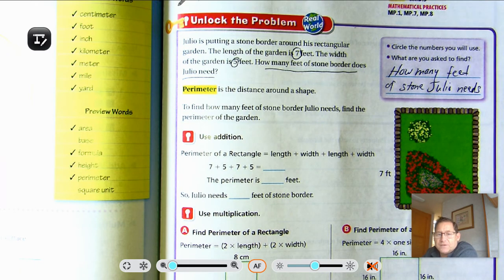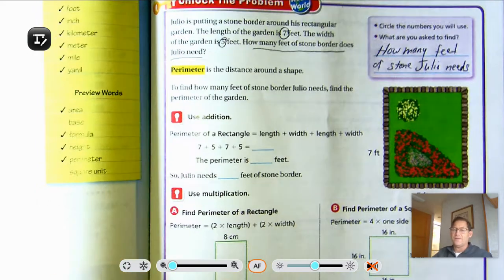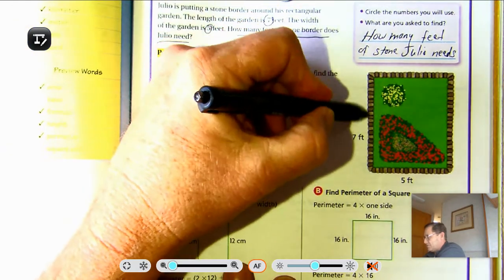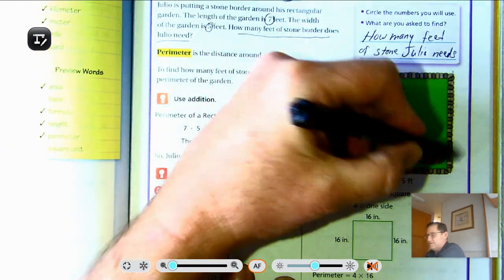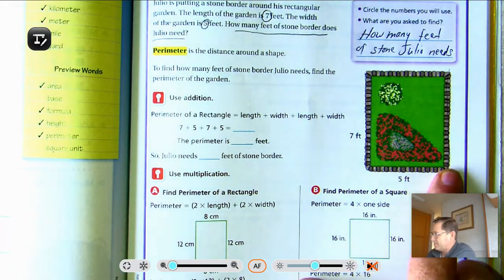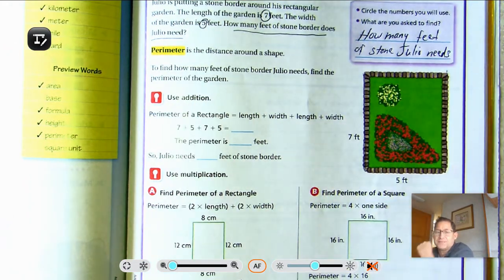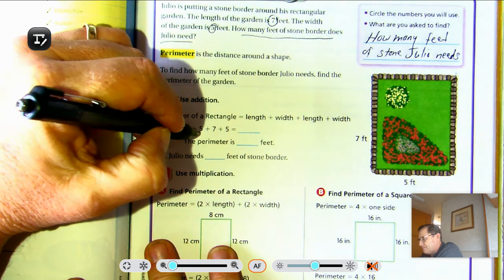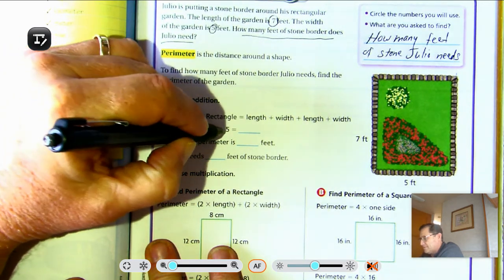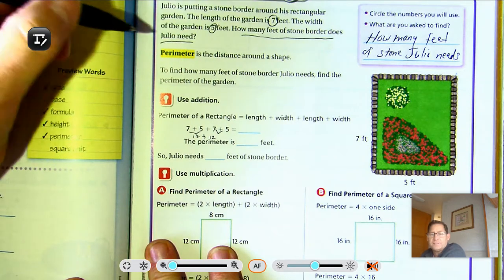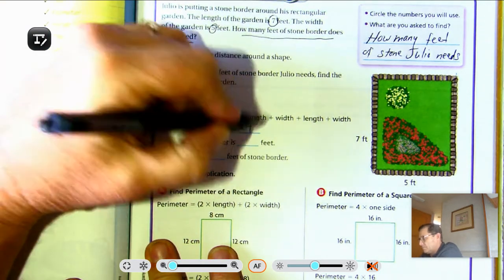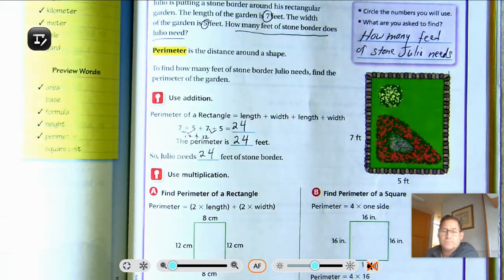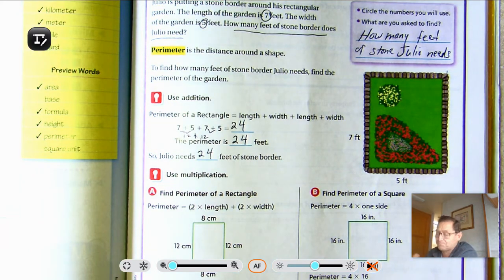And perimeter of a rectangle is the length plus the width plus length plus width. So remember, on a rectangle, we're going to have two sides that have the same measurements. And we also have the other two sides that will have the same measurements. Okay, so in this case, 7 plus 5 is 12. And 12 and 12 is 24. So the perimeter of his garden is 24 feet. And that's how many feet of stone he needs, 24 feet.